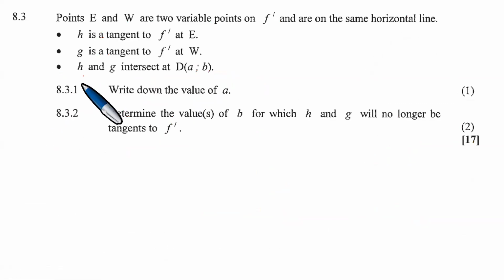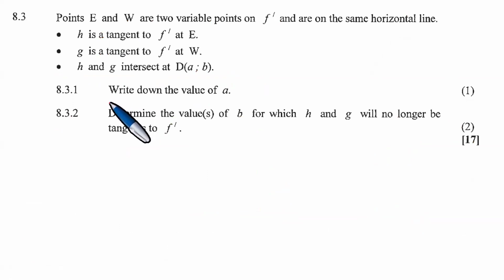So now points E and W are two variable points on F prime. They're on the same horizontal line. H is a tangent to F prime at E. G is a tangent to F prime at W. H and G intersect at D, (A, B). Write down the value of A.